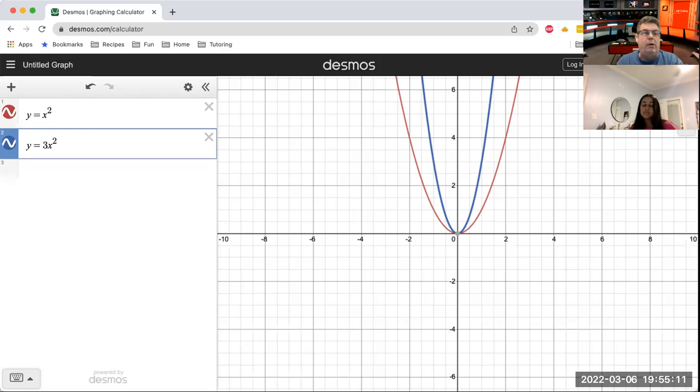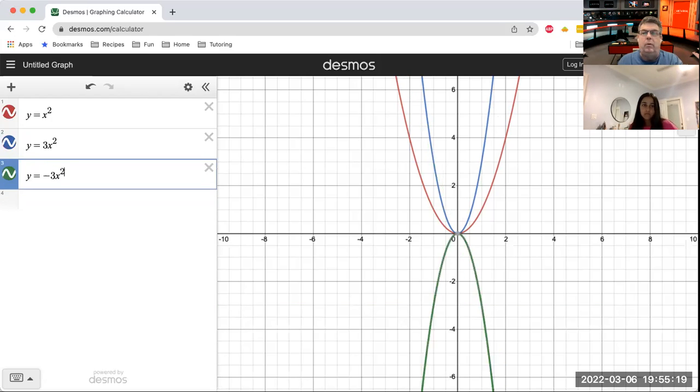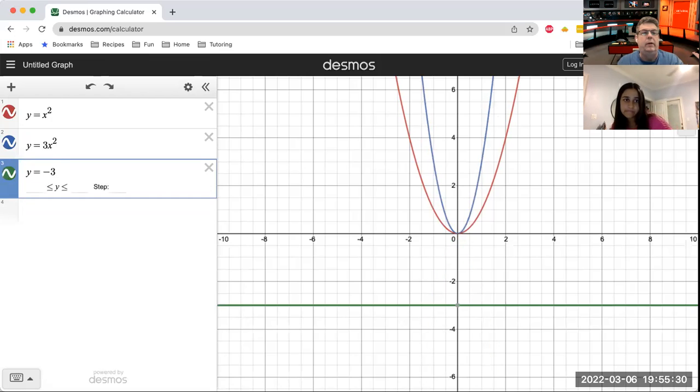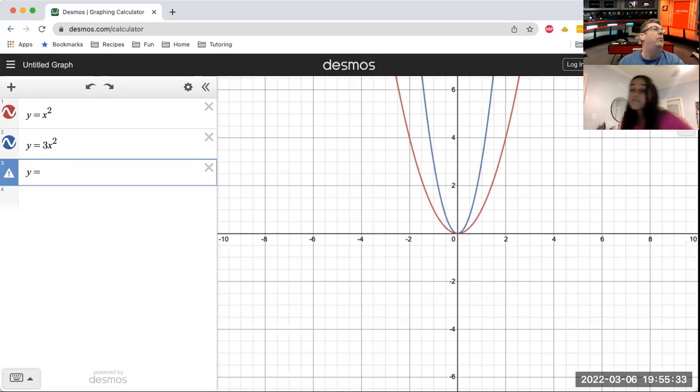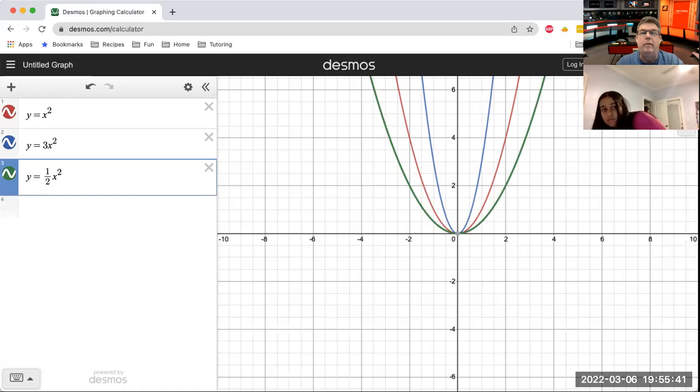So you see how it's narrower. And then this would be negative 3x squared, right? Okay, correct. So I'm going to get rid of that. And now I want to compare it to 1/2 x squared. So x squared is red, 3x squared is blue, and 1/2 x squared is green.